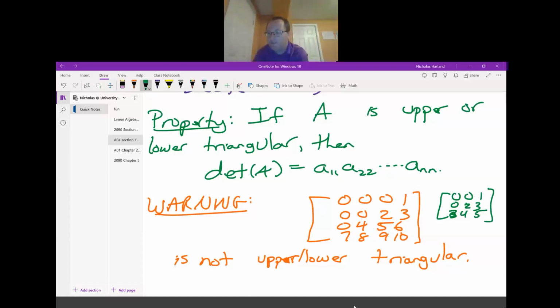So sometimes for this, what's sometimes called skew diagonal, or sometimes called off diagonal, sometimes it's the same as the product. Sometimes it's the negative of the product, depending on the size. So just as a warning, for the property that it's the product along the diagonal, you have to be upper or lower triangular, and these would not qualify. It's not to say that the determinant is hard to find, but it's not as immediate as multiplying along that diagonal. All right, any questions about this example or its corresponding property?